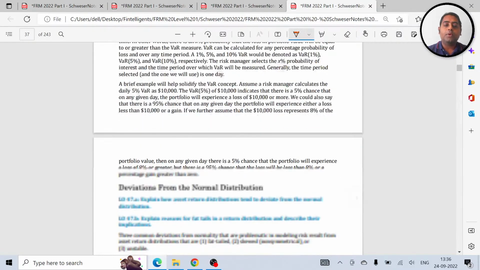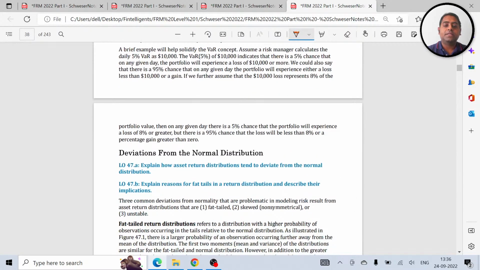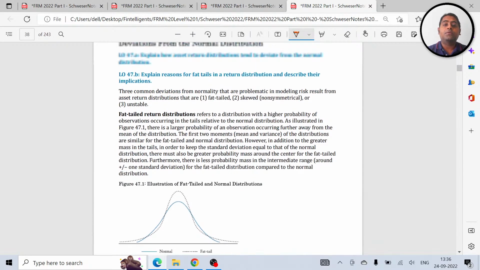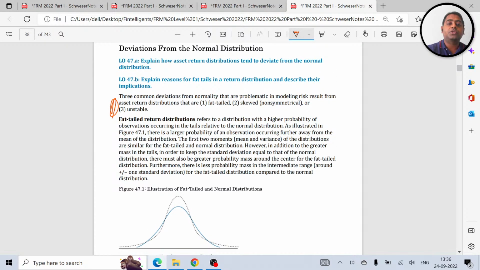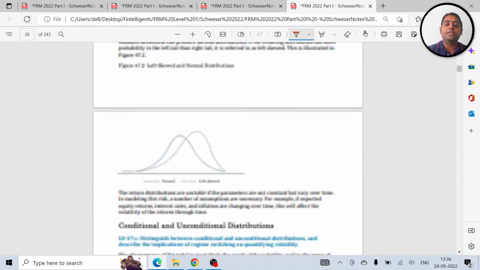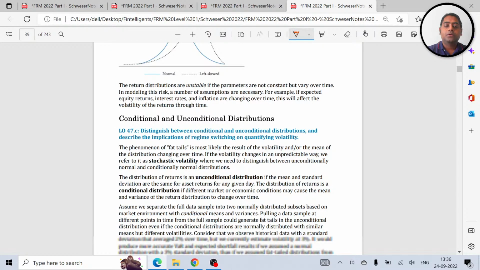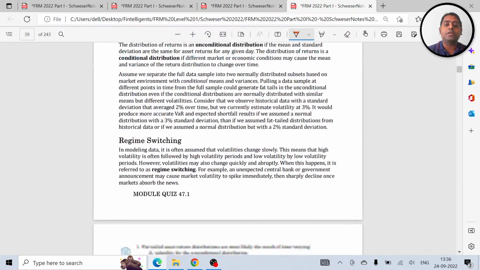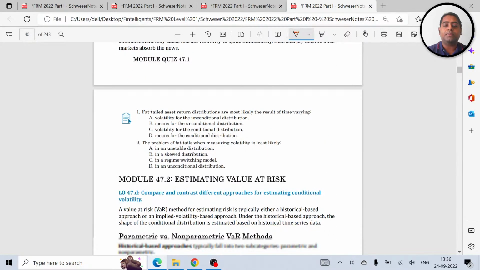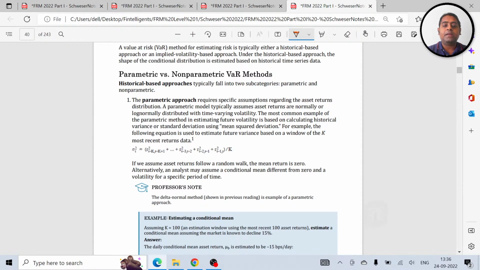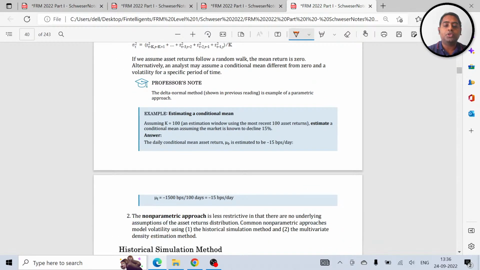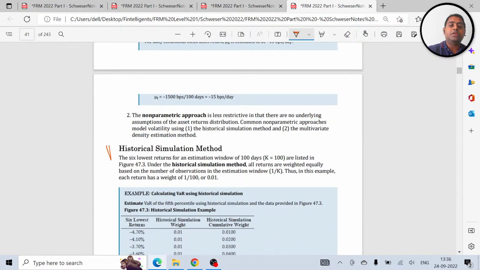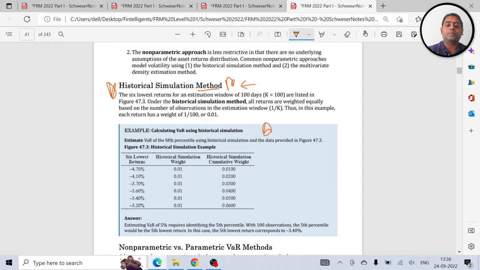Value at risk, basic. What is a deviation? What leads to the deviation from normality? Fat tails, skewed, and unstable. Read this entire section. Regime switching is okay, not important. Conditional, unconditional is not important. Estimating parametric and non-parametric approach, not important. Historical simulation, important. Mark it as star. High chances that they might test you. This sum also.